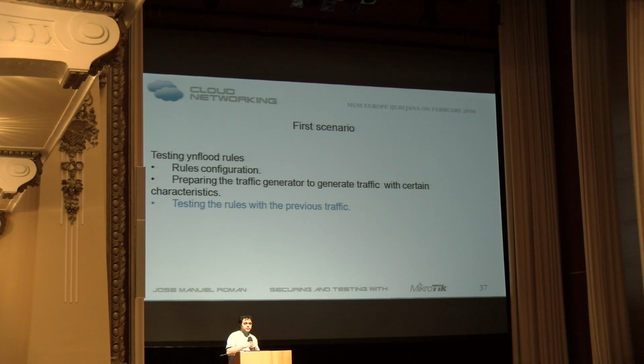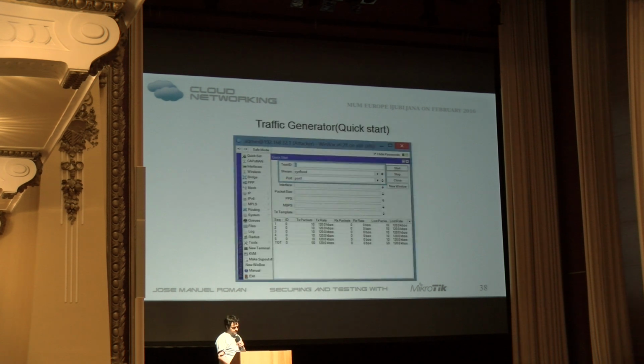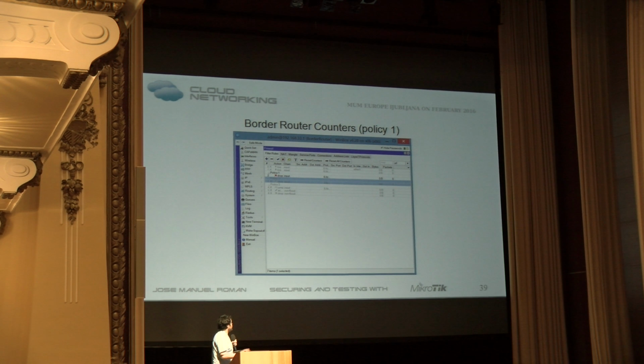This attack is very strong. We need only maybe 10 or 50 megabits of traffic, and the target is absolutely down. I was speaking about the core router 136. We send the attack with the quick start utility, and you can see the transfer rate. Let's go to the other side, to the border router, and we can see the counter.